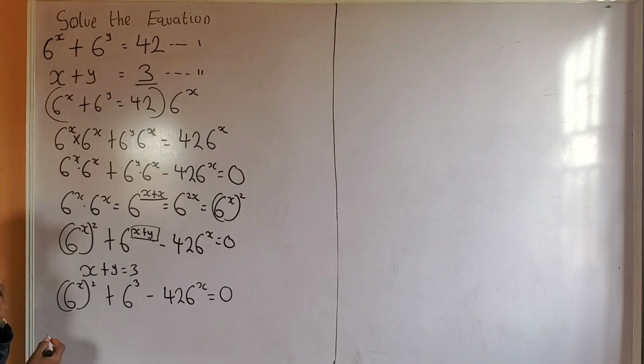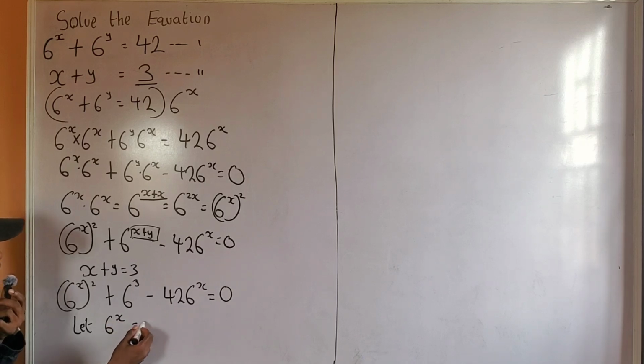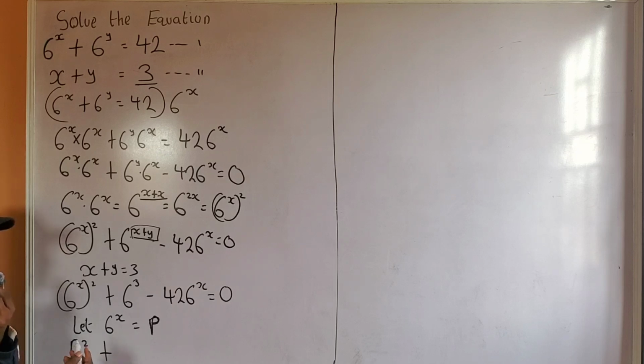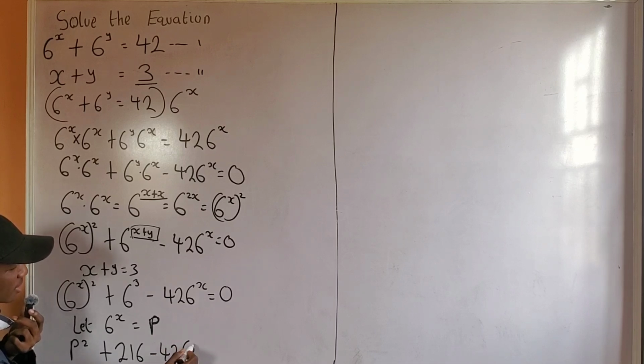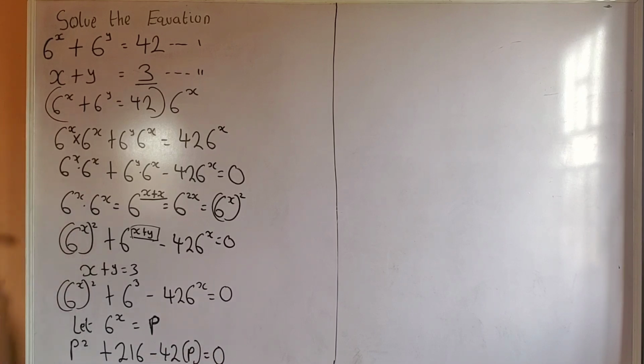The next step is that I'm going to let 6^x equal to any letter. Let us use p. Let 6^x equal p. So this equation becomes p squared plus 6^3. 6 times 6 times 6 is 216. So I'm going to have plus 216 minus 42 multiplied by p equals 0. Now I can rearrange the equation, and that's what I'm going to do now. We can rearrange the equation.